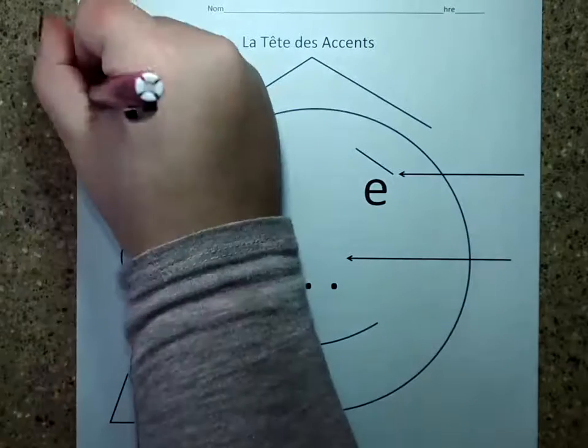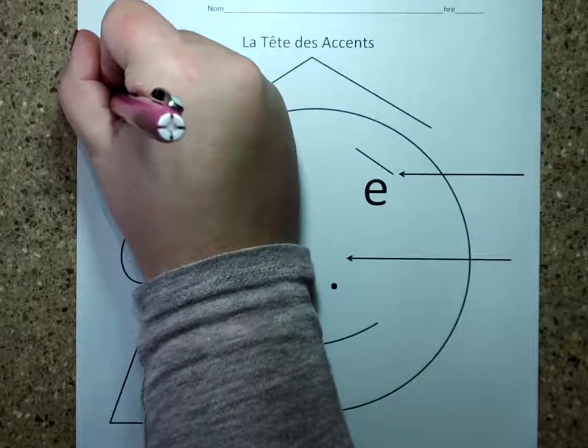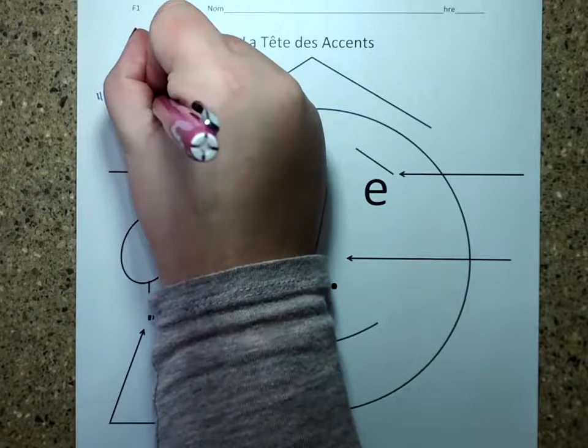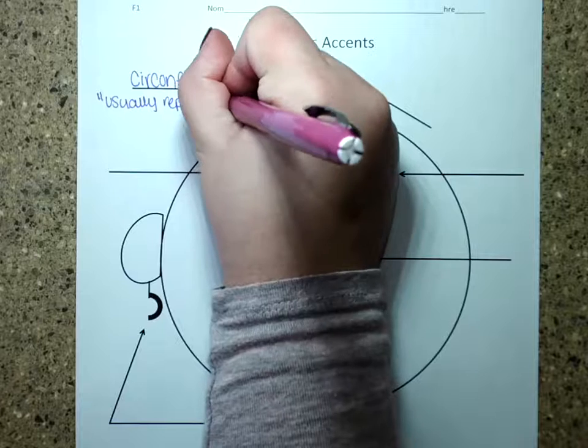And so the circumflex in French usually replaces the S. So usually replaces the S in French.